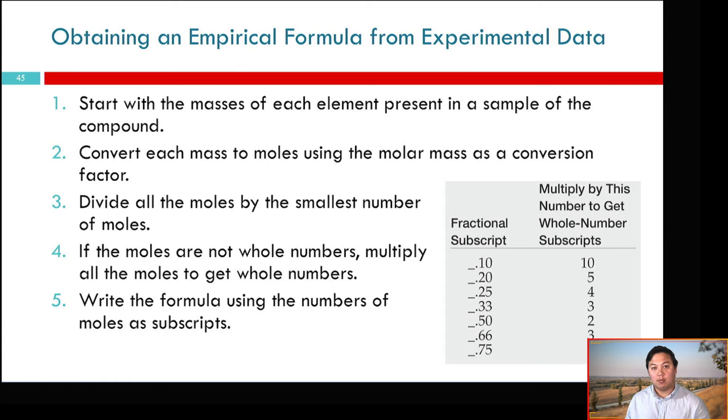So again, we're starting with masses, right? Then we're going to moles, and then we're dividing by the smallest number of moles. And then if our moles are not whole numbers, we multiply all the moles to get whole numbers. So if you end up with one of these fractional subscripts on the right, then this is the number that you need to multiply to get whole number subscripts.